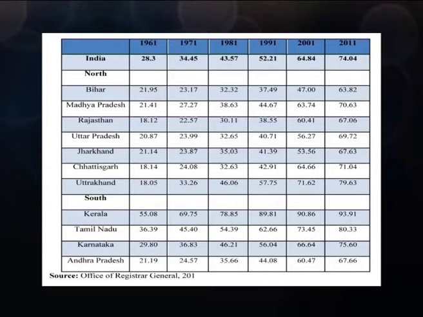Within the north, all the states except Uttarakhand always have registered a literacy rate lower than the national average. On the other hand, in the south, all the states except Andhra Pradesh have a literacy rate higher than the national average. The state with highest literacy in India, that is Kerala, lies in the south, while the state with lowest literacy in the country, that is Bihar, lies in the north. This clearly shows the north-south divide in case of literacy rate.